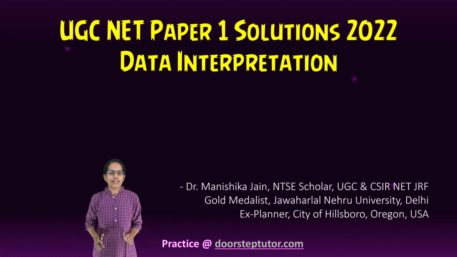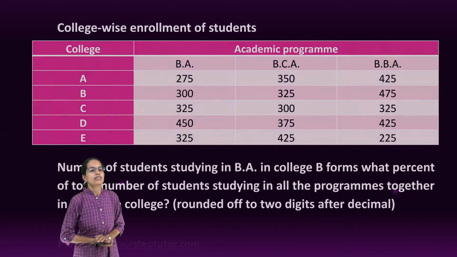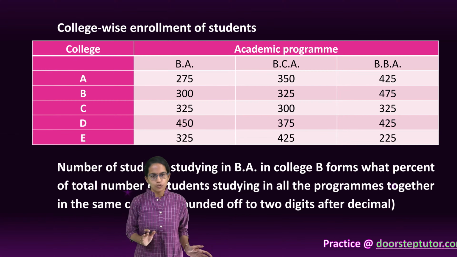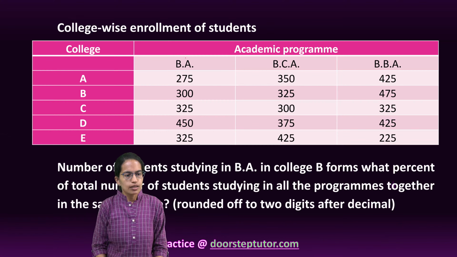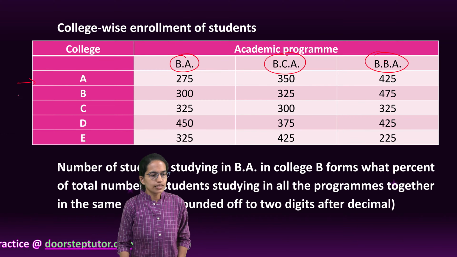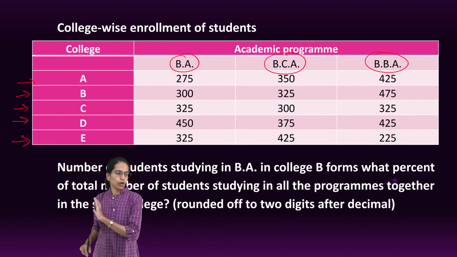Let's talk about data interpretation for the 12th October 2022 NET examination paper. Now here the question was very simple. The question talked about college-wise enrollment for various programs. Those programs are BA program, BCA program and BBA program for colleges A, B, C, D and E. Now this table would remain same for all the 5 questions.